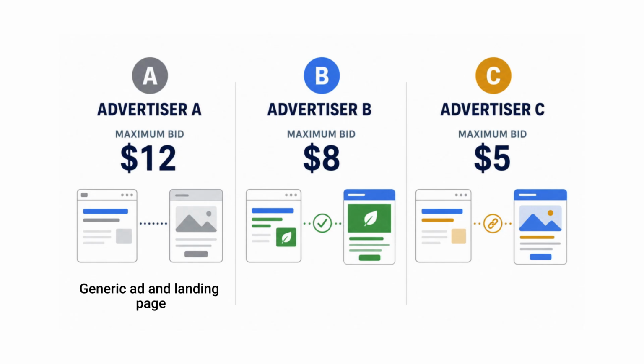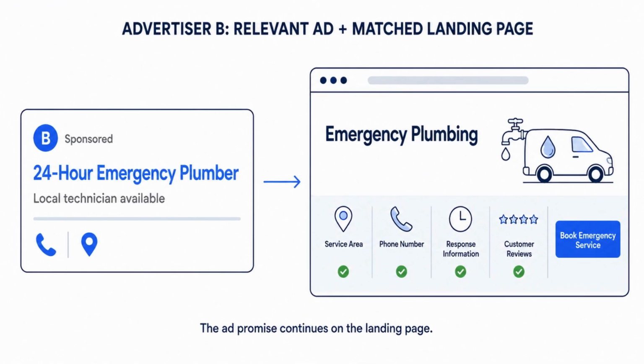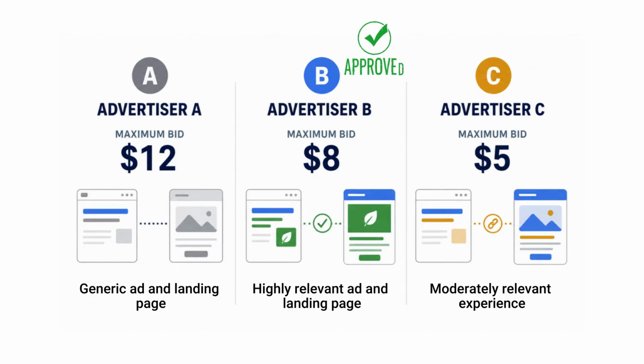Imagine that advertiser A uses a generic ad that goes, "Professional home services, contact us today." The landing page also lists 10 different services and barely mentions emergency plumbing. Now, contrast it with advertiser B, who uses an ad that says 24-hour emergency plumber, local technician available. The ad leads to a dedicated emergency plumbing page with the company's service area, phone number, response information, customer reviews, and a really clear booking option. Now, for this search, advertiser B may provide a much more relevant experience.